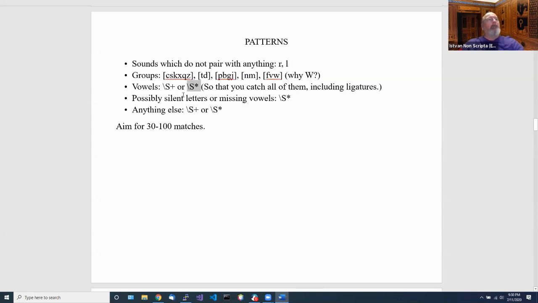So thank you for throwing me that curveball, Marty. Marty points out that sometimes W is spelled O umlaut in Hungarian because Hungarian. As I said, possibly silent letters or missing vowels get the, hey, there's a character here, 0 or more of them. Anything else gets one of those if I know there has to be something there, or if I think there might be something there.